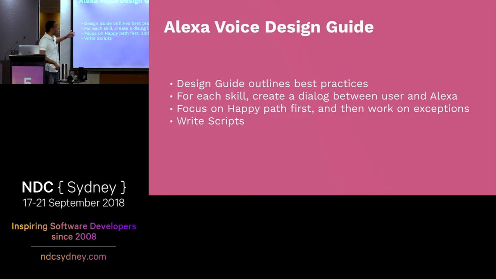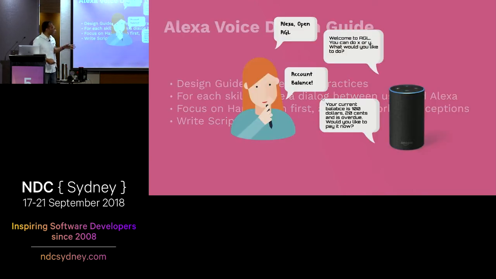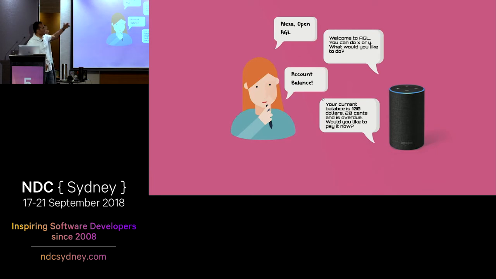One of the key things they say is, for each and every skill, create a dialogue between user and Alexa. You want to focus on the happy path first, and once that's all working, you focus on some of the other exceptions. Writing scripts is a great way. So you go and say, hey, the user says, Alexa, open AGL, and what is the response you get? And then what is the follow-up thing that the user says, and so on and so forth.